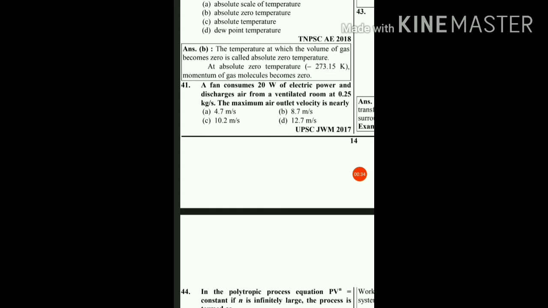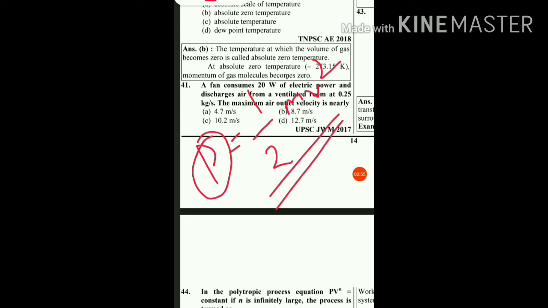So we have to calculate the air outlet velocity. The fan consumes electric power and converts it into mechanical energy. So here we can use a formula: power is equal to 1/2 m dot, that is mass flow rate, into velocity square, which is nothing but the formula of kinetic energy per second. So here we just have to put the value of power, that is 20 watt. Mass flow rate of air is given, that is 0.25 kg per second, and we have to find out the maximum air velocity at outlet.